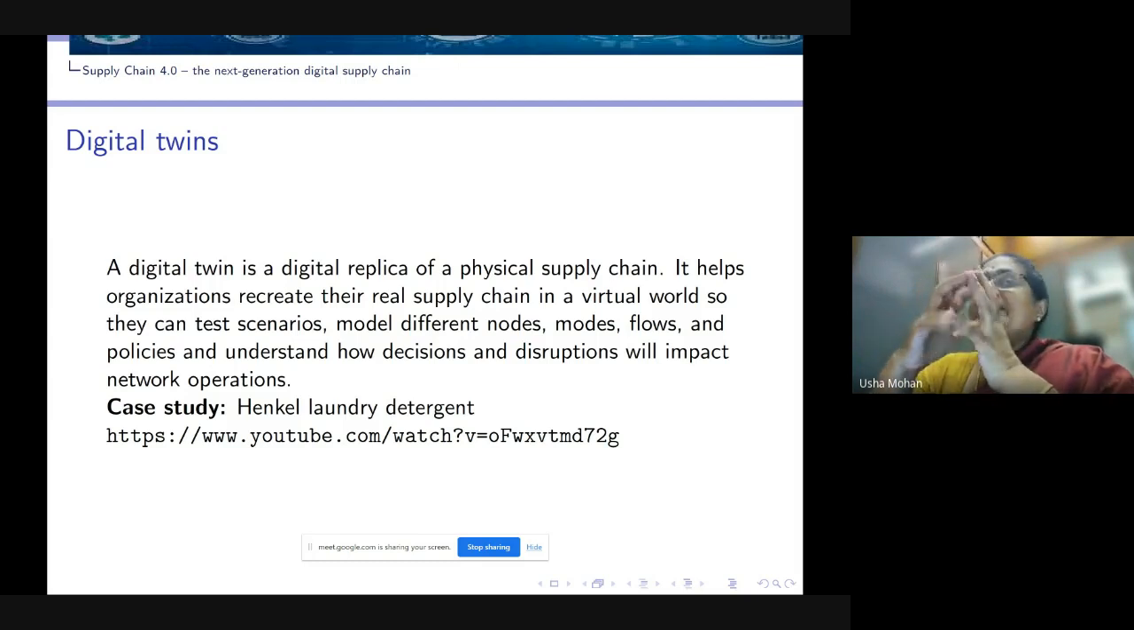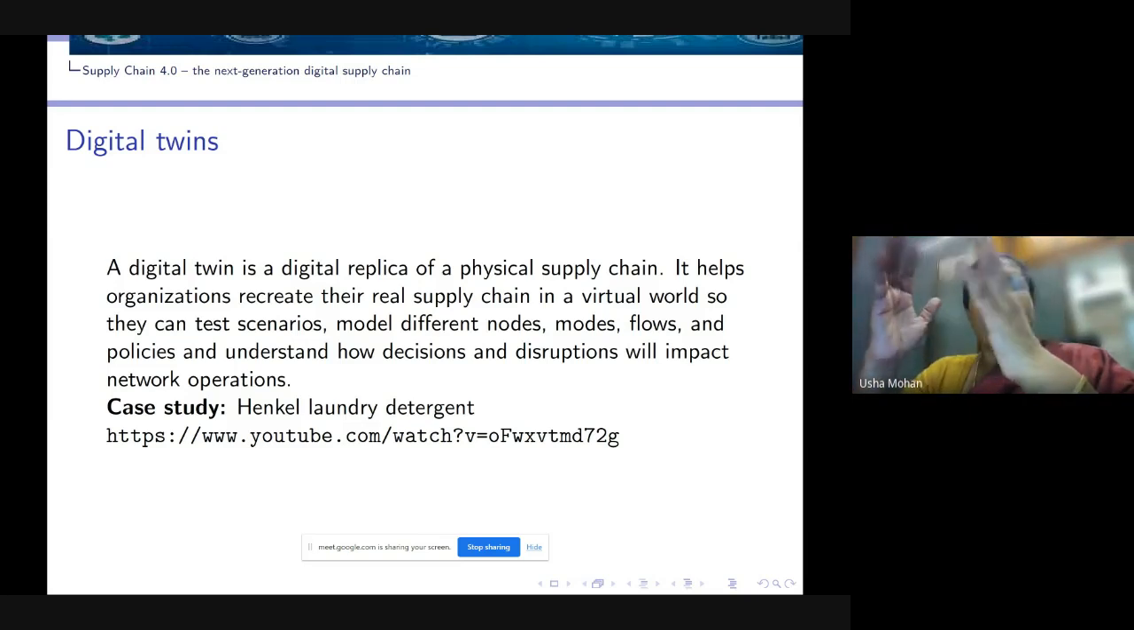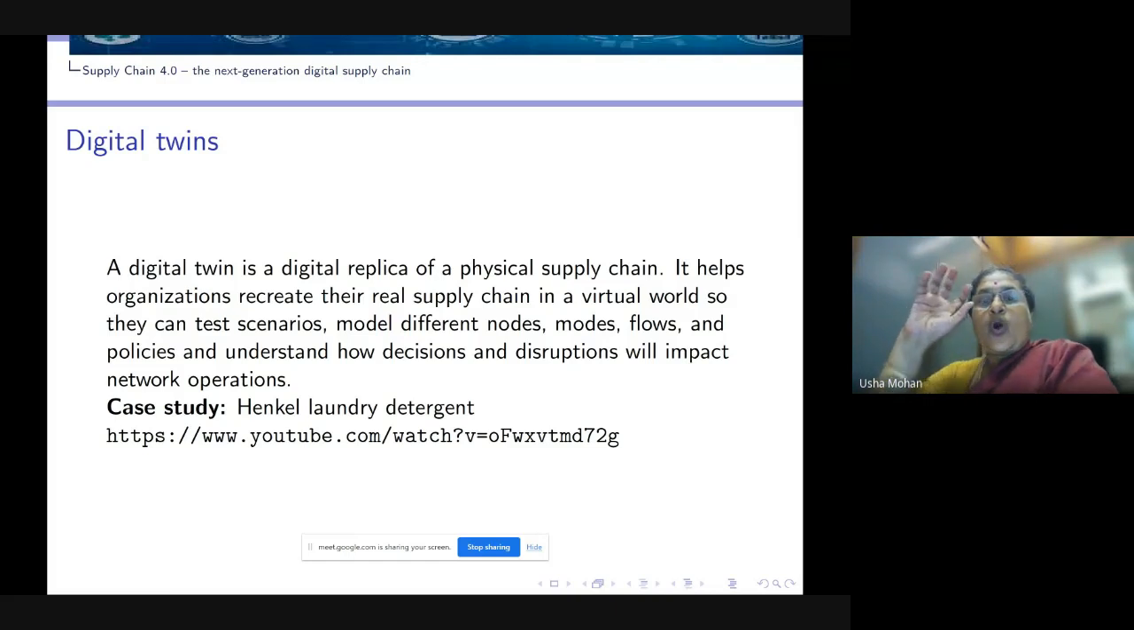But what a digital twin does is it is a complete digital replica of the physical supply chain, right from your raw material suppliers to your warehouse, to your manufacturers, to your warehouse, to your retailer, to your customer. The entire product flow is simulated in the digital twin. Now, what happens to organizations because of this digital twin is it recreates the entire supply chain in a virtual world.